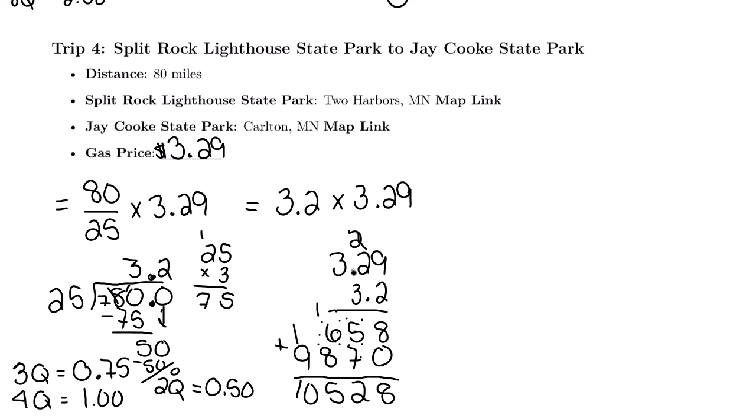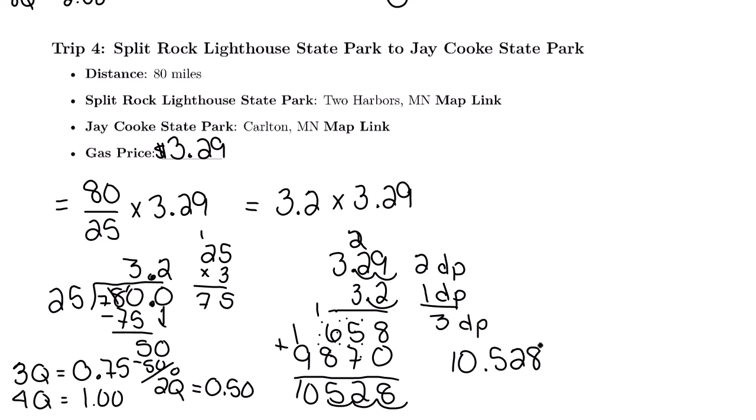We're going to move 2 places here for my decimal point. DP is decimal point. 1 place here, decimal point. That means we need to move 3 places for our decimal point. So let's do that. 1, 2, 3. This gives us 10.528.